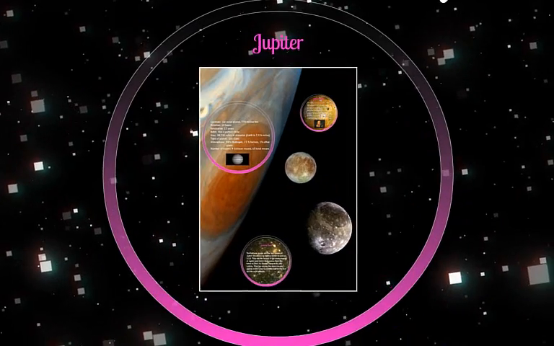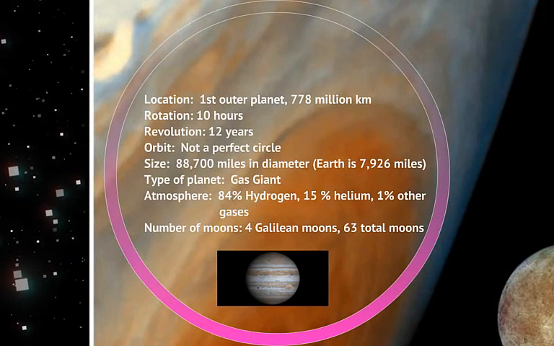So, Jupiter. Jupiter is the first of the outer planets. It is the fifth planet from the sun. He is 778 million kilometers from the sun. He rotates every 10 Earth hours. So basically, from the time you wake up till the time you get home from school, maybe a little longer than that, is all a day is on Jupiter.